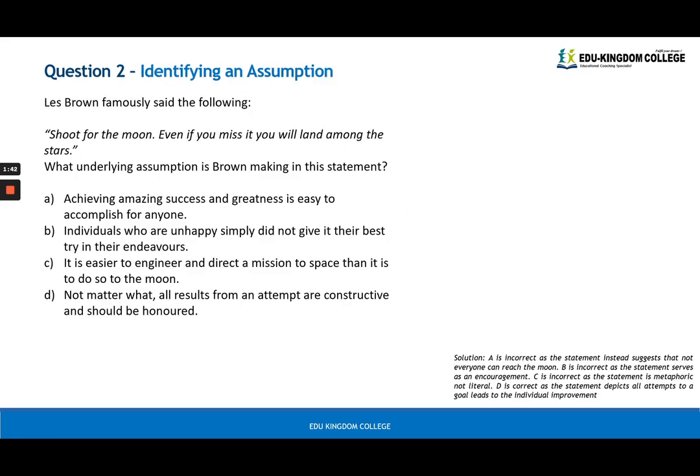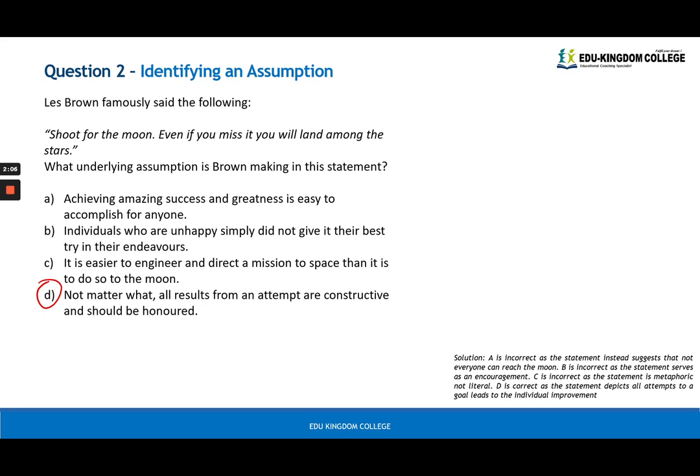Okay, identifying an assumption. So Les Brown famously said the following: shoot for the moon, even if you miss, you will land among the stars. What is the underlying assumption that Brown is making in this statement? So the answer here is actually D, okay? No matter what, all results from an attempt are constructive and should be honored.